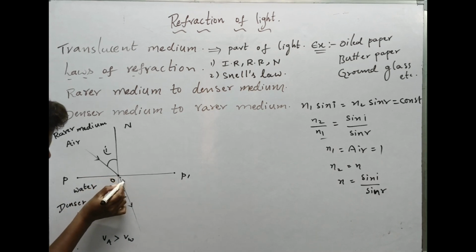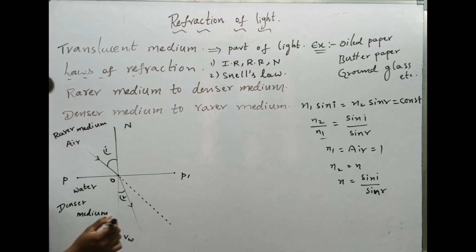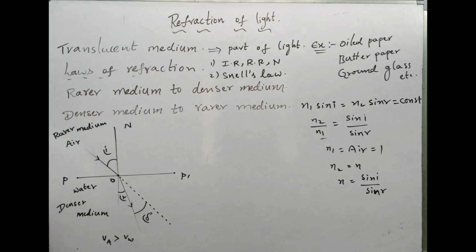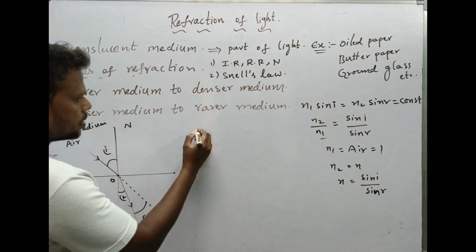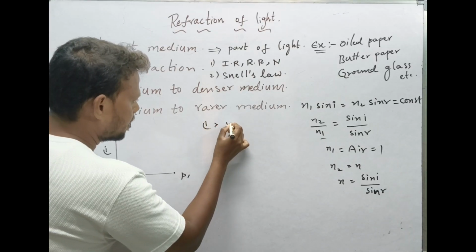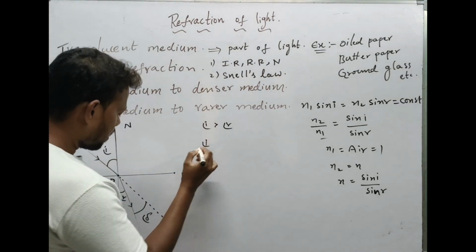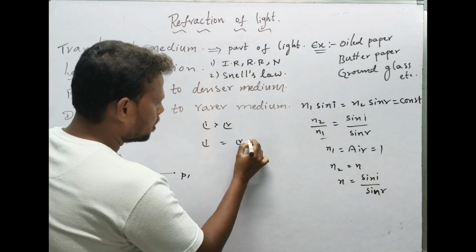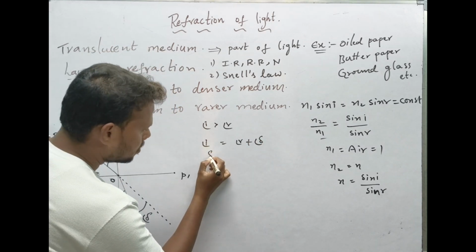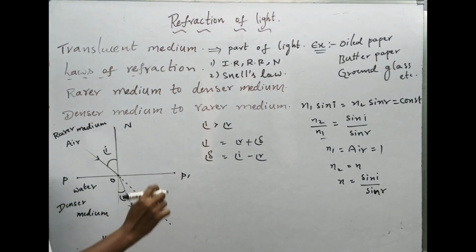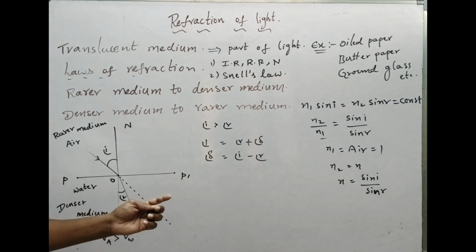And this is the path of the incident light ray. The angle made between the refracted ray and the path of the incident light ray we call the angle of deviation, and we have seen that I is greater than R. These two are opposite angles, so I will write angle I equal to angle R plus angle delta. From this, angle delta equal to angle I minus angle R. So deviation delta equals angle I minus angle R.